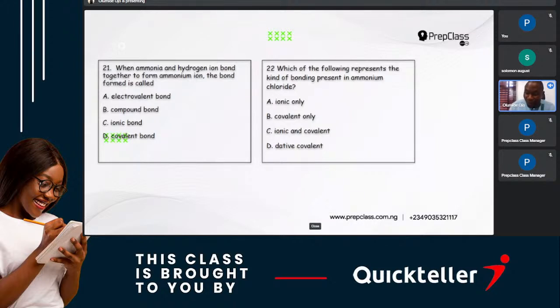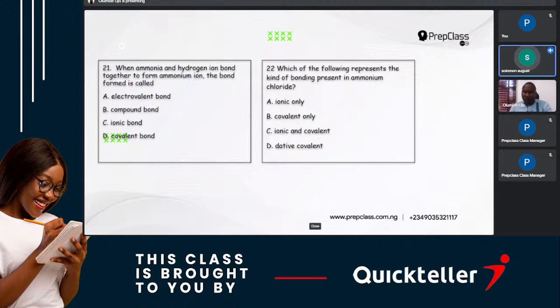So at the end, both of them react to form what? NH4+. So NH3 is giving, H+ is giving. There's no transfer of electron from one to another, but there's sharing of electron. They both share. So the answer is what? Covalent bond. That's it. You get that?